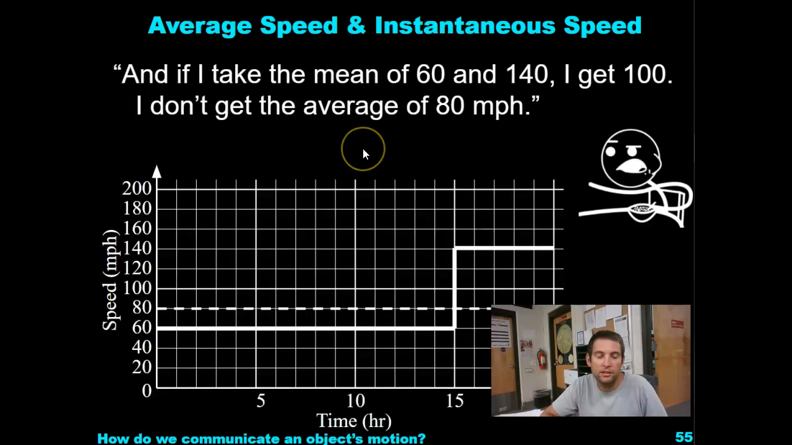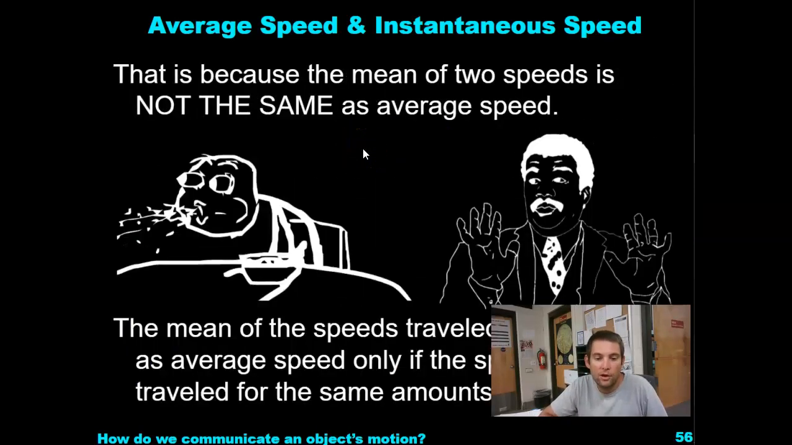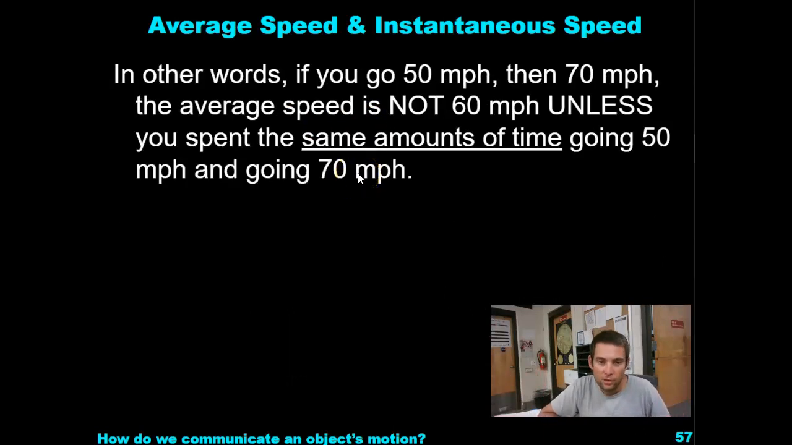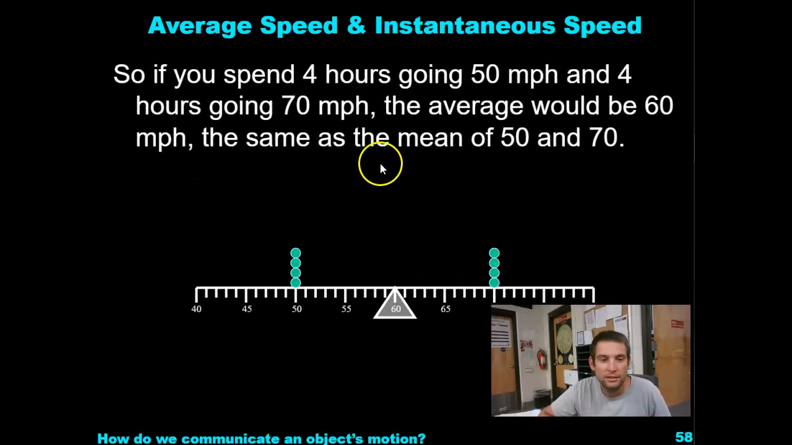Right? So that goes back to, it depends on how much time has elapsed that you're going this faster or slower speed. In other words, if you go 50 miles an hour, then 70 miles an hour, the average speed is not 60 unless you spend the same amount of time going 50 and 70. So if you go 4 hours going 50 miles an hour and 4 hours going 70 miles an hour, the average would be 60 miles an hour, the same as the mean of 50 and 70.